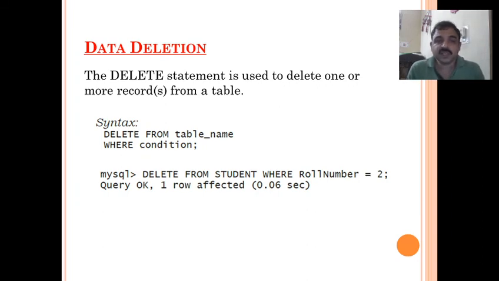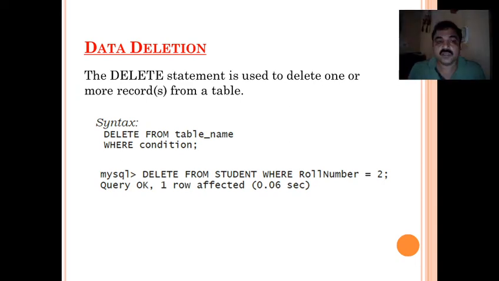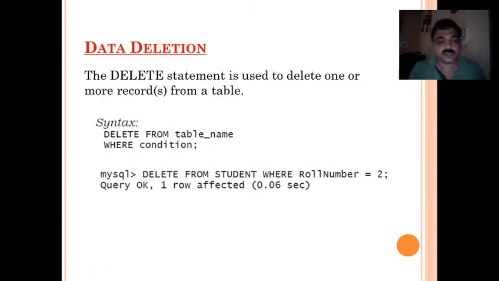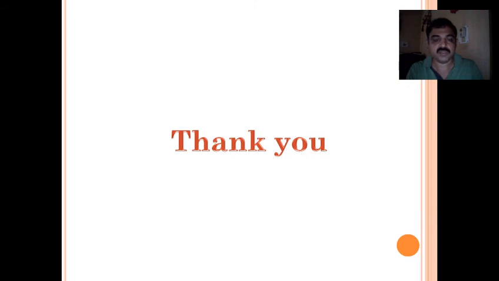Next, deletion. In case you want to delete the contents from the table, you will use the delete statement. Delete from table name where condition. This is the method used for deletion. So delete from table name where roll number equal to 2. If I am writing this, this particular roll number will be deleted. I hope you are clear up to this.